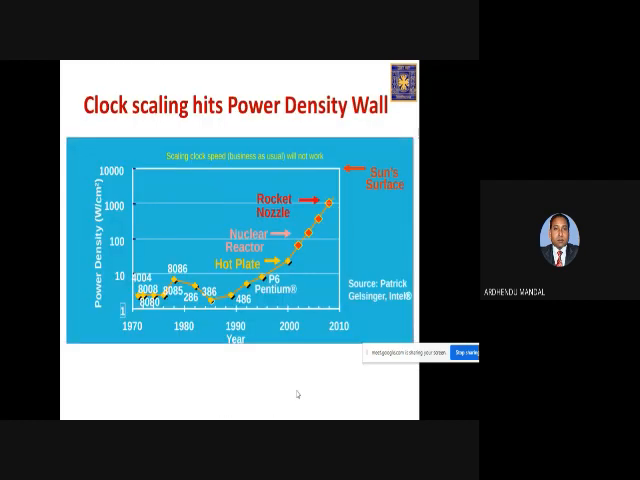Just for your idea, you can check the level of heat produced by any processor. Any Pentium processor produces heat near about that of a hot plate. If we try to improve further, it will go near about to a nuclear reactor, and beyond that, a rocket nozzle or something like that. So after 3.4 gigahertz, we have stopped in this direction, because heat will be the problem.